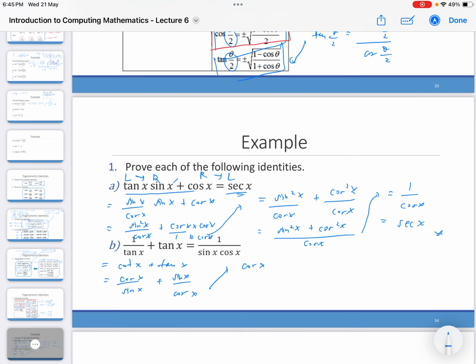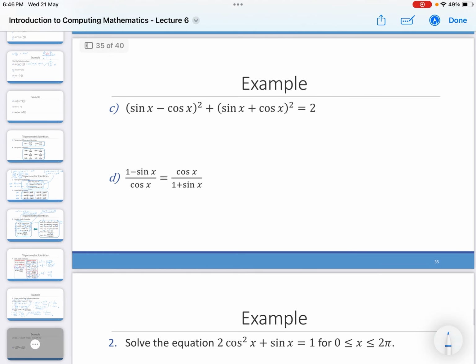So cos x times cos x, we get cos squared x. Plus, and then on the second term, we multiply everything by sine x, so we get sine squared x. And then the denominator will be sine x cos x. And then we know cos squared x plus sine squared x equals 1. So we get 1 over sine x cos x, and then we have proved this one. So you try C and D. Okay.